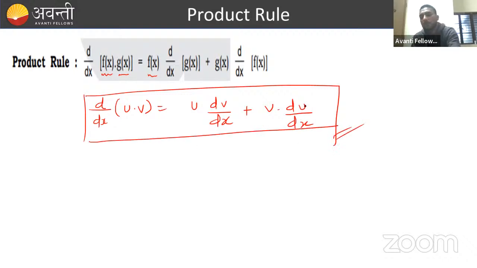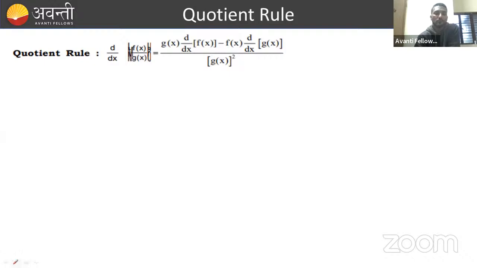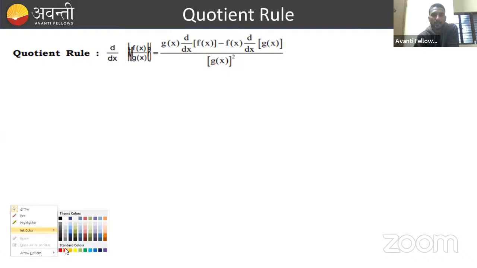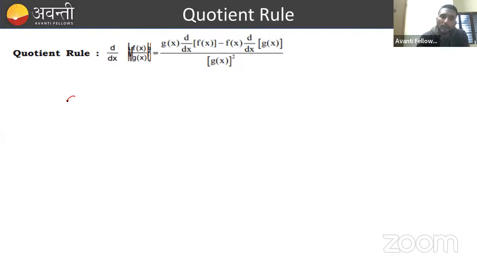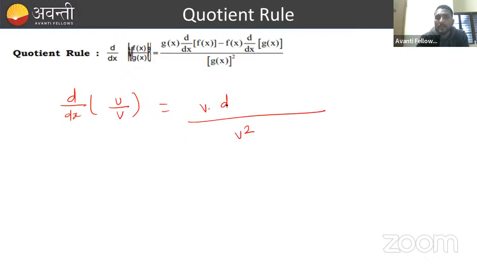Similarly, if two functions are in quotient form, like division, dy by dx of u by v, what you need to do is take v whole square in the denominator, keep v as constant, take the differentiation of the numerator part, that is u, then minus, then take u and differentiate v. So this is the quotient rule.